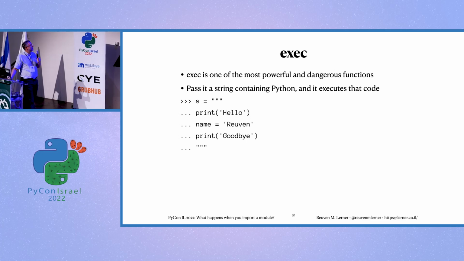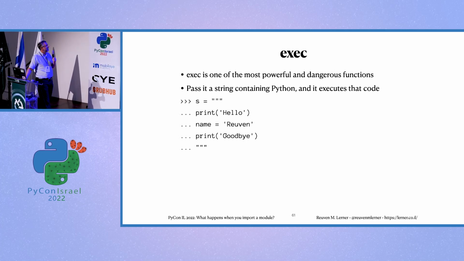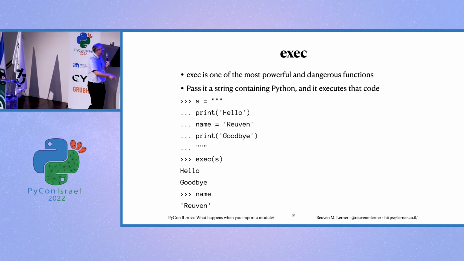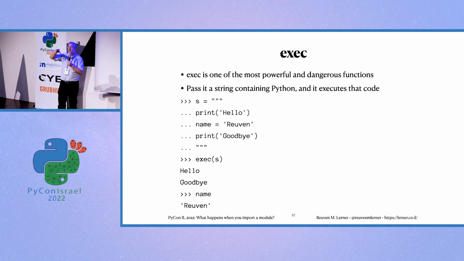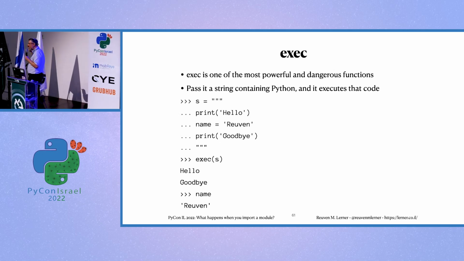You hand it a string, and that string contains some Python code, and it is executed. So here, for example, I have s: first print hello, then say name equals Reuven, then print goodbye. And now I'm going to exec it. And look what I get back. Exec of s, it prints hello, it prints goodbye, and when I check what is the value of the name variable, it has been set to Reuven. In other words, the variable assignments inside of the exec string leak out.